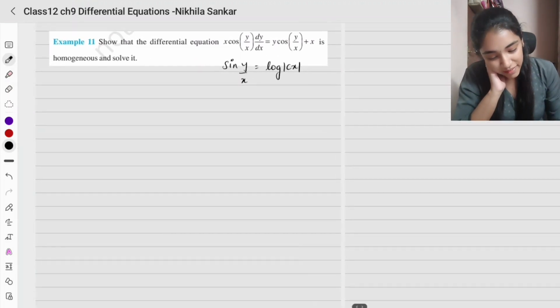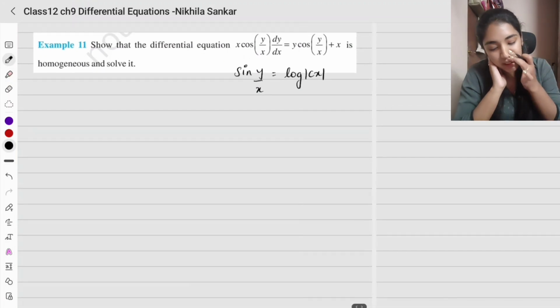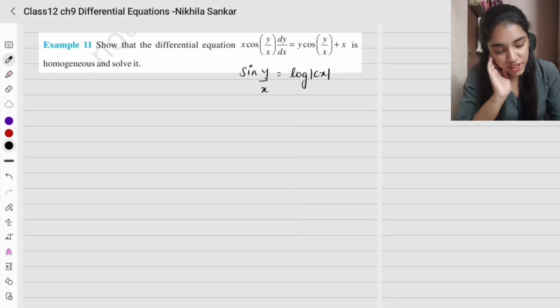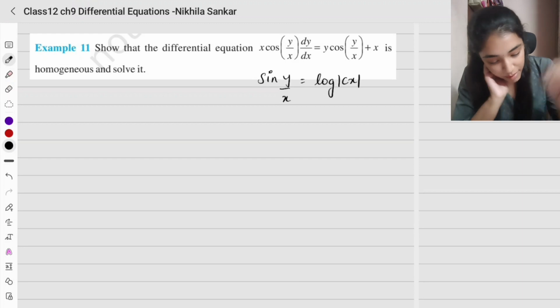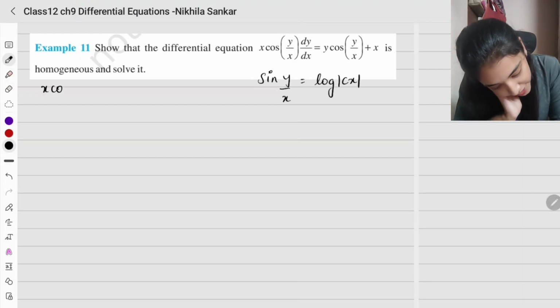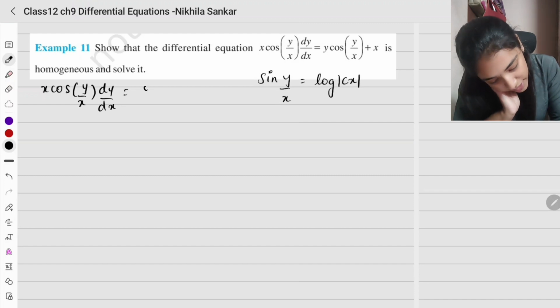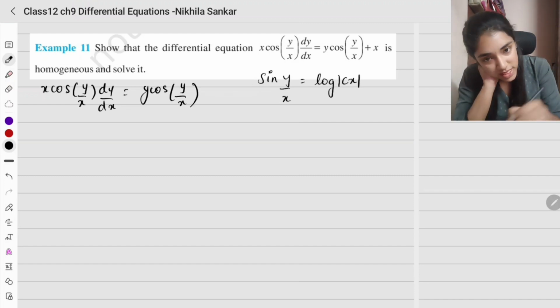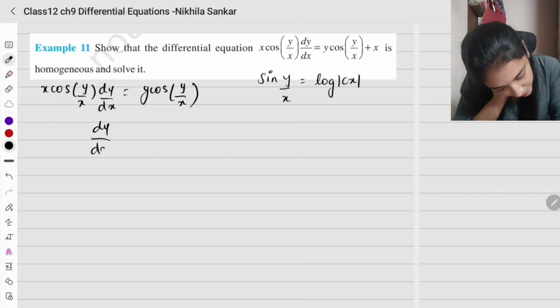Example 11. Show that the differential equation is homogeneous and solve it. So to check homogeneous, the first step is to substitute lambda x, lambda y. Before that, x cos of y divided by x dy by dx equals y cos of y divided by x, taking dy by dx to one side and the rest to the other side. So I have dy by dx equals y cos of y divided by x the whole divided by x cos of y divided by x.